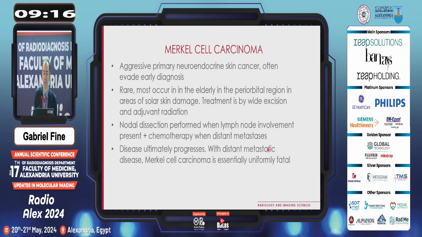Okay, so for Merkel cell carcinoma, it's an aggressive primary neuroendocrine skin cancer, often evades early diagnosis. It's rare. Most occur in the elderly in the periorbital region in areas of solar skin damage or sun damage. Treatment is by wide excision and adjuvant radiation, nodal dissection performed when lymph node involvement is present, and chemotherapy is often added when distant metastases. The disease ultimately progresses. With distant metastatic disease, it's essentially fatal at this point.